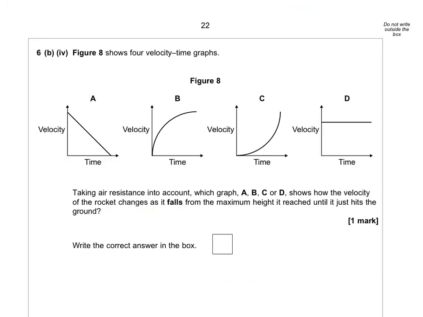And this question threw a lot of people. As the rocket falls, how does its velocity change from the maximum height? Well, everything we've talked about falling is a graph of that shape. So very fast speed as it falls, but then as air resistance increases as it goes downwards, acceleration decreases until it falls at a steady speed.